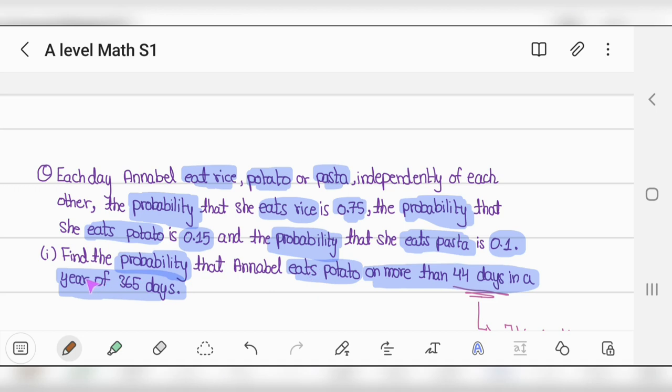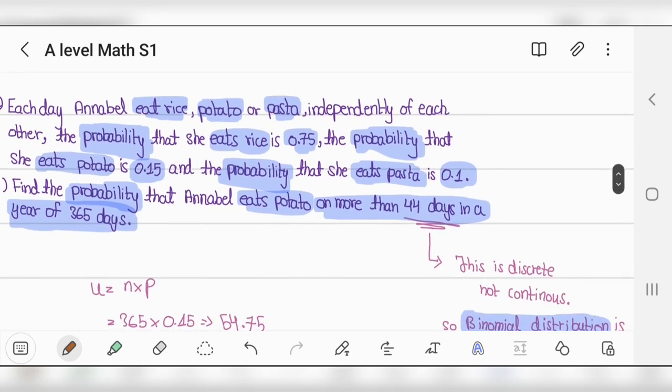Okay. The probability of eating potato is 0.15. The total number is 365. So we're going to find the mean. Then we're going to find the standard deviation, and then it's the same thing.